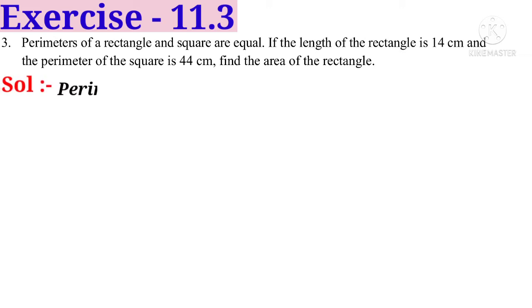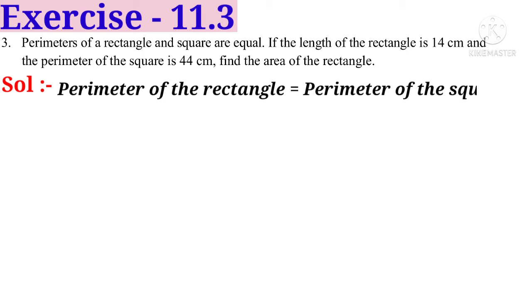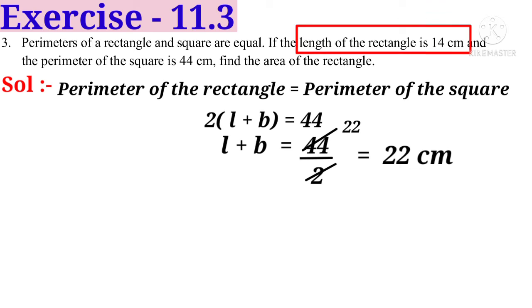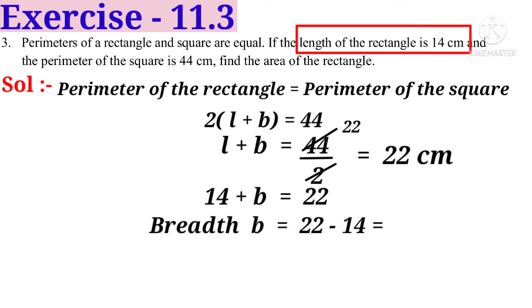Solution. Perimeter of the rectangle is equal to perimeter of the square. We know that perimeter is 2 into L plus B is equal to perimeter of square is 44. So L plus B is equal to 44 by 2. On simplification by 2, 2 22 ja, that is 22 centimeters. We know that the length of the rectangle is 14 centimeters. So write 14 in place of L. So 14 plus B is equal to 22. So breadth B is equal to 22 minus 14, that is equal to 8 centimeters.